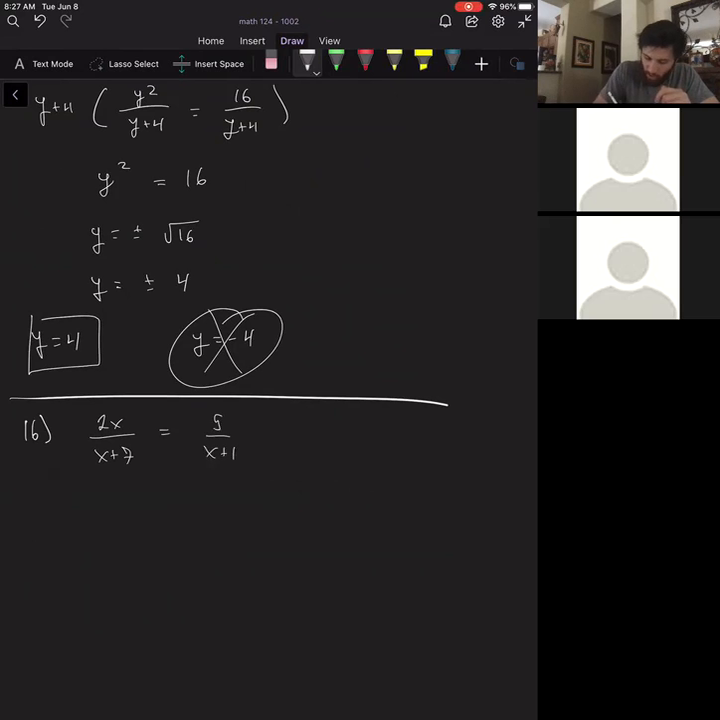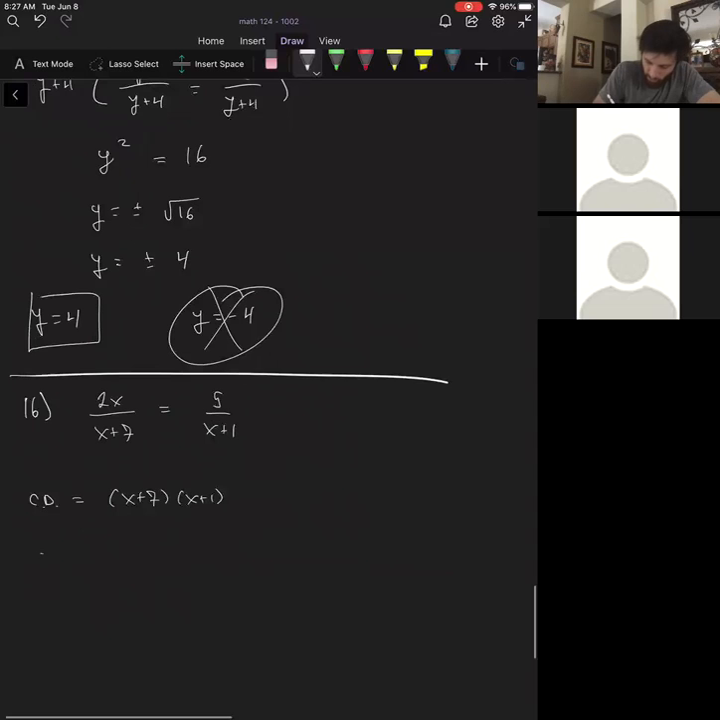So let's find our common denominator. All we do is write down all of our denominators, but only one time each, and multiply everything together. So our first denominator is x plus 7, and our second denominator is x plus 1. Those are our two denominators. That's going to be our common denominator. So we're going to multiply the whole problem by that number. So x plus 7, x plus 1.